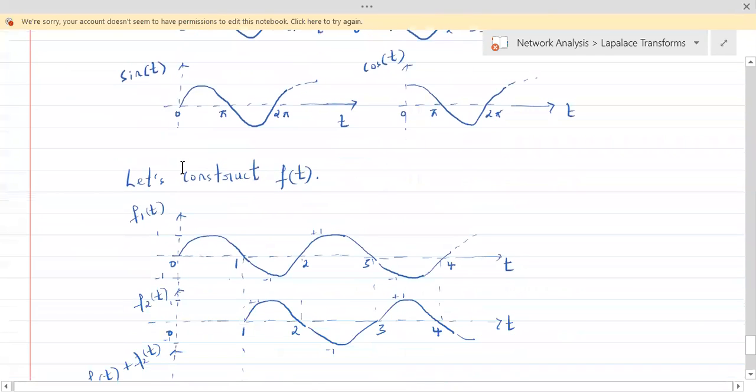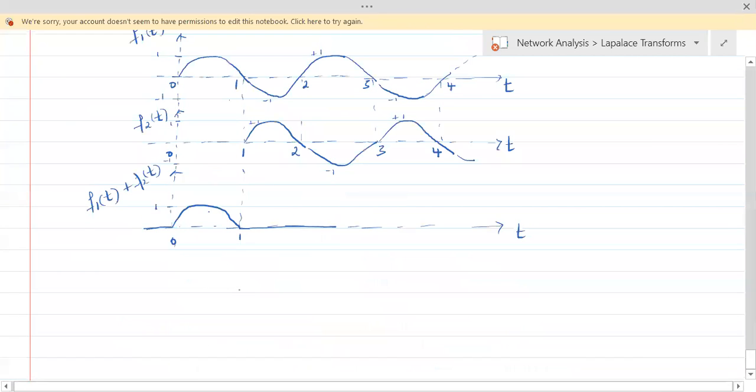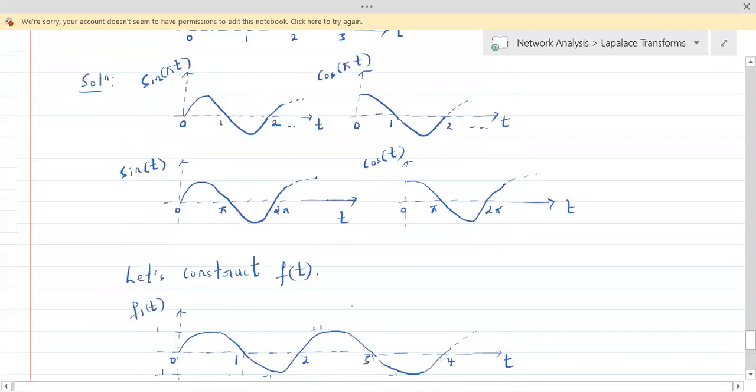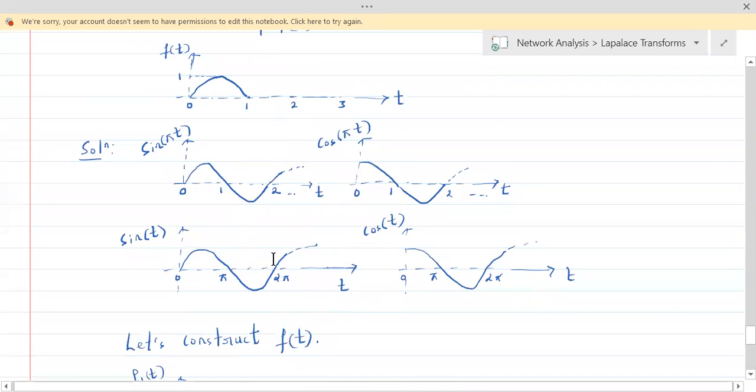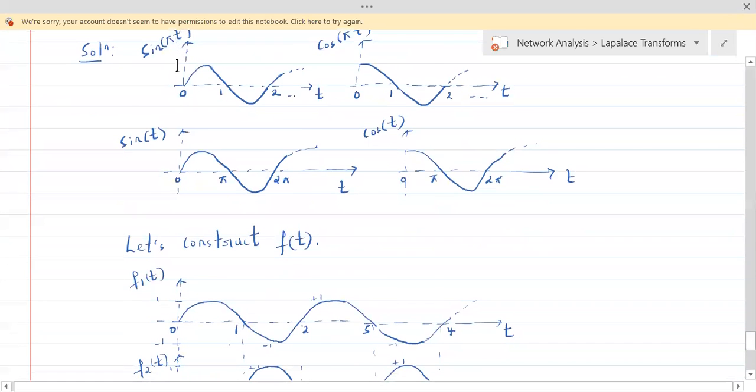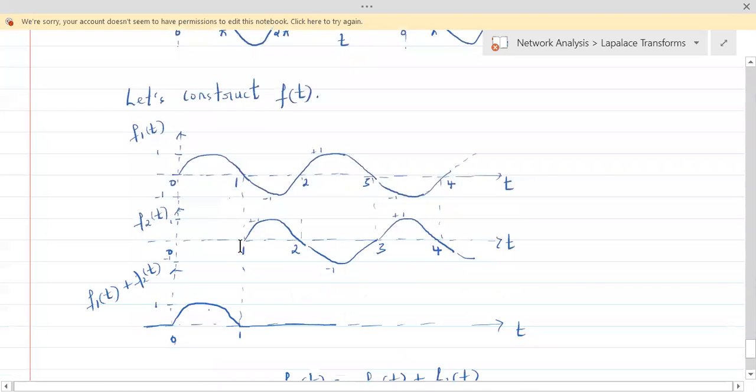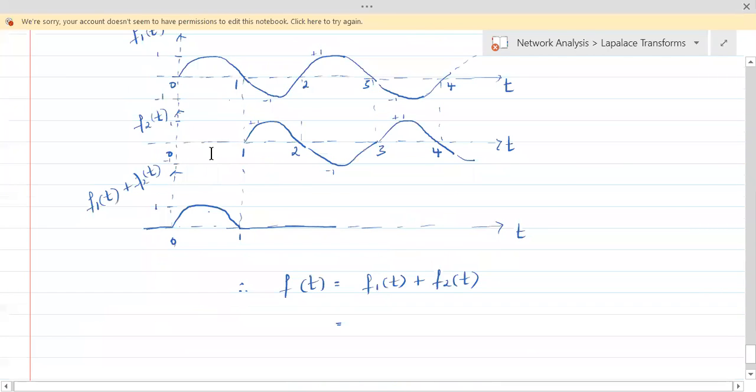So therefore we can say f of t is actually f1 of t plus f2 of t. What is f1 of t? As we have understood here, you need not write all this in the exam if it is asked. This is just for your reference. So which signal is f1 of t? f1 of t is sine pi t. If this is sine pi t, what is the shifted version of sine pi t? So this is shifted by 1 second, right?